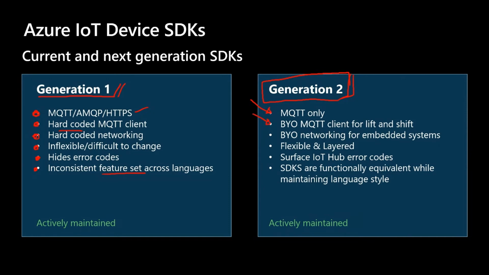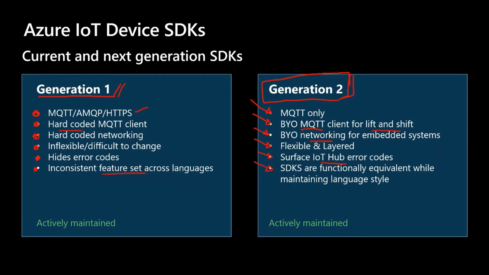We are bringing this bring your own MQTT client for lift and shift scenarios, not only for that, but also for the networking for embedded systems. So you get here a bring your own network stack, MQTT, TLS, and socket. These are all choices customers will have with generation 2. They are flexible and layered. They will surface all of these IoT Hub error codes for easy to use and reconnect and to treat these errors if that's the case.